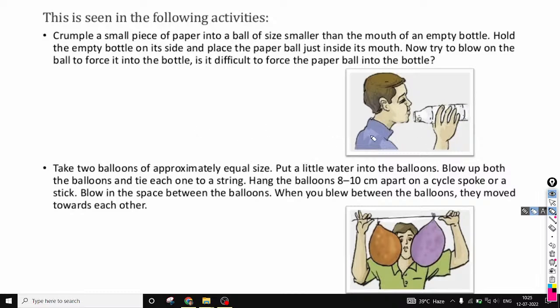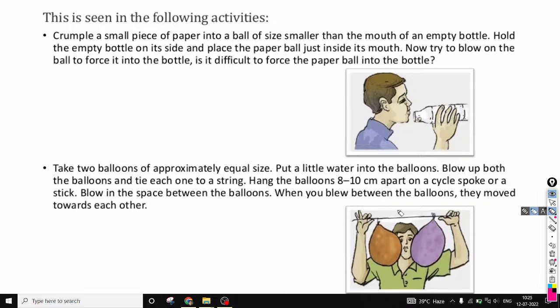Why? Because inside the bottle there is a higher pressure. So that pressure is coming back towards your mouth. Why? Because there is no place by which the pressure inside your bottle can escape. So that is why it is very difficult.